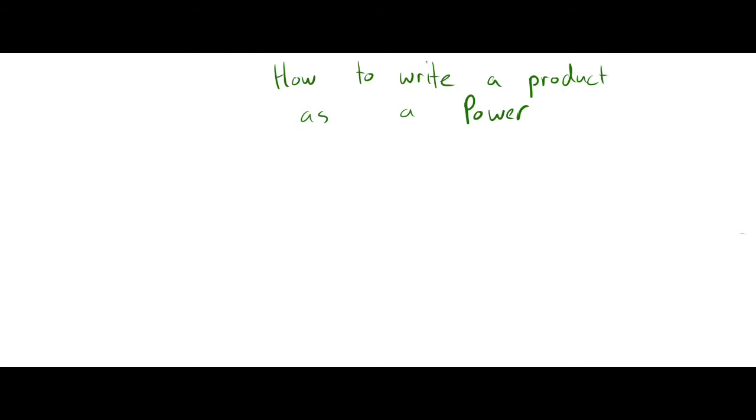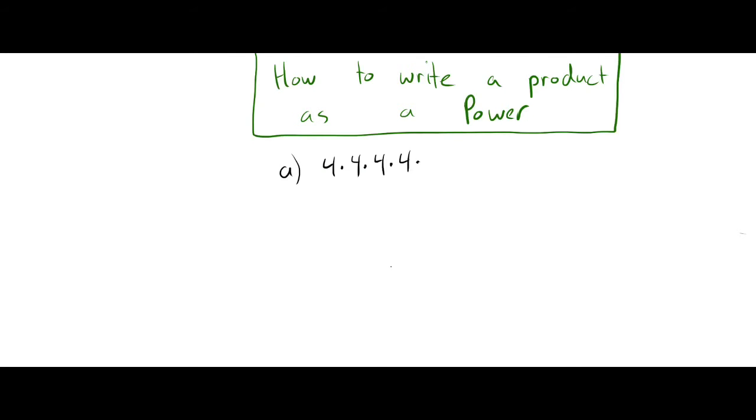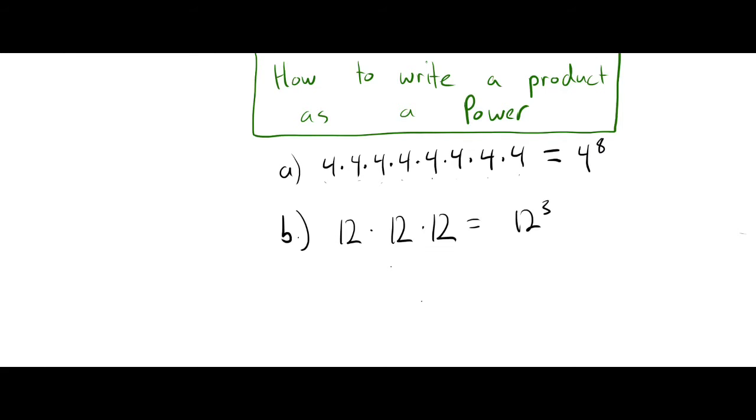So how do we write a product as a power? And this is what we practice on our homework. So we can see this is called a product when we have all those numbers lined up. There are 8 4s, so we write a little exponent of 8, so we know it's 4 to the 8th power.